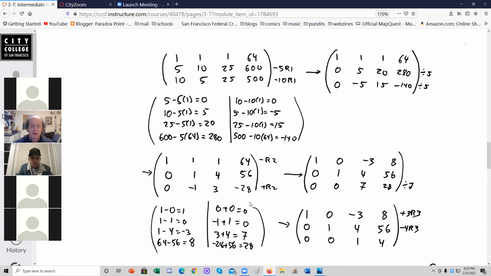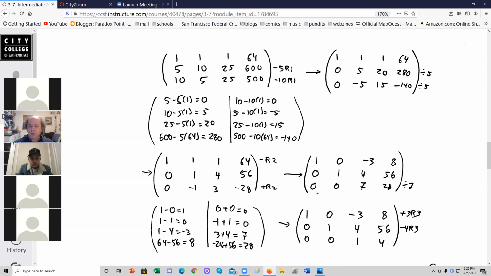Then, third row. 0 plus 0 is a 0. Put a 0 there. Negative 1 plus 1 is a 0. Put a 0 there. 3 plus 4 is a 7. Put a 7 there. And negative 28 plus 56 is a 28. Put a 28 there. Now, all right, we're nearly done.